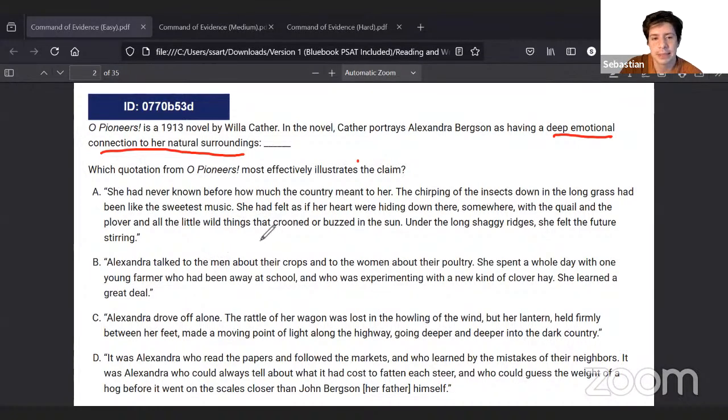B, Alexandra talked to the men about their crops and to the women about their poultry. She spent a whole day with one young farmer who had been away at school and who was experimenting with a new kind of clover hay. She learned a great deal. Okay. So that one, right, doesn't have so much to do with the country.